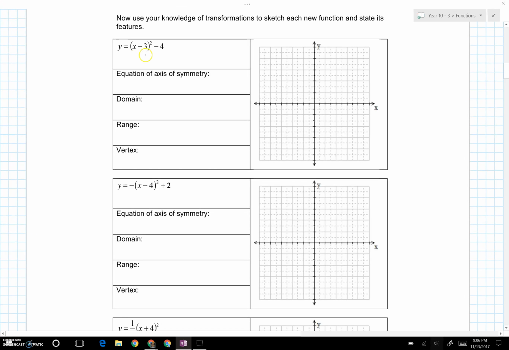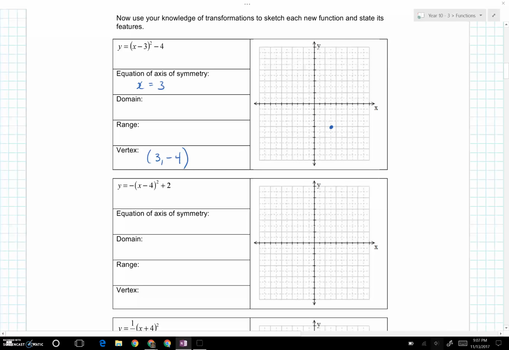So this one here says x minus 3 squared minus 4. In your head right now, you should be able to tell me that the equation for the axis of symmetry is x equals 3. You should be able to tell me that the vertex is at 3, negative 4. You should be able to tell me that this opens upward. So here at 3, negative 4 is my vertex.